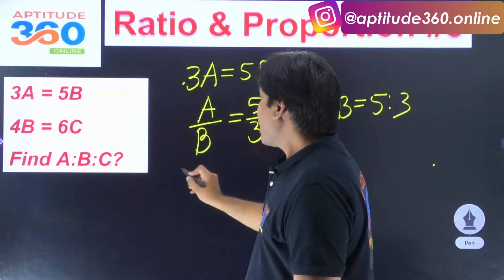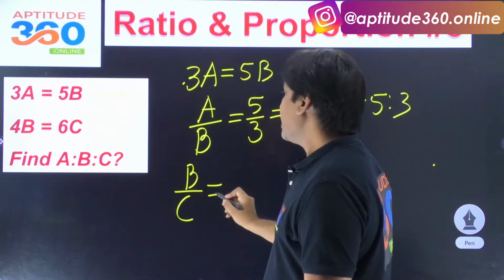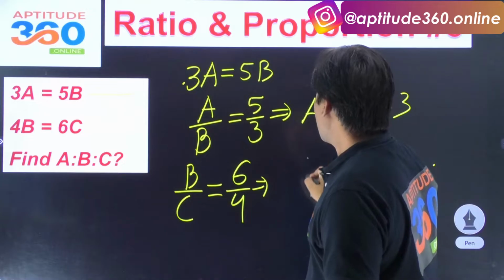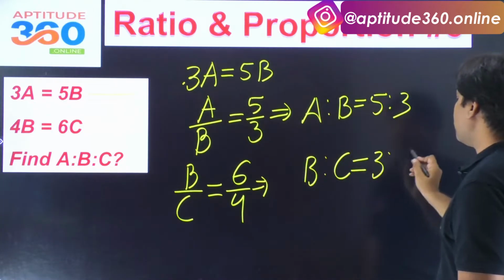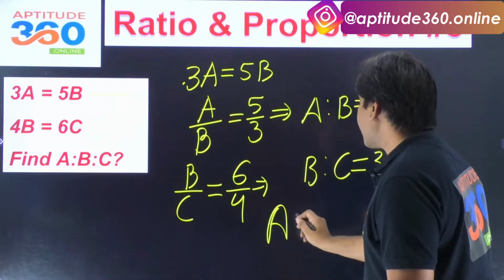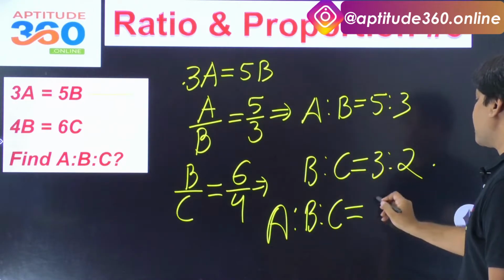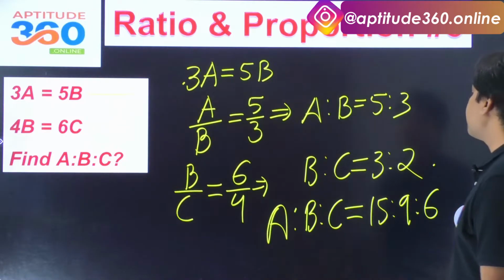Similarly, b over c, now you understand, is going to be b is to c, and you understand this is going to be 3 is to 2. Now if you will have to find out a is to b is to c, it's pretty simple. This is going to be what? 5 threes are 15, and then 9, and then 3 twos are 6.